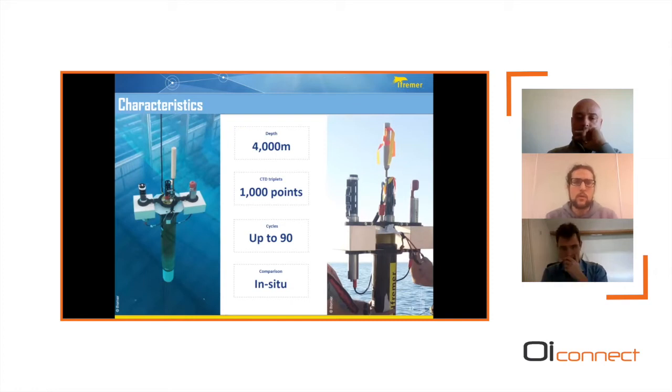So it is also able to reach a depth of 4,000 meters. It is able to sound up to 1,000 CTD triplets per cycle. It will last up to 90 cycles, and all the data is compared in situ.